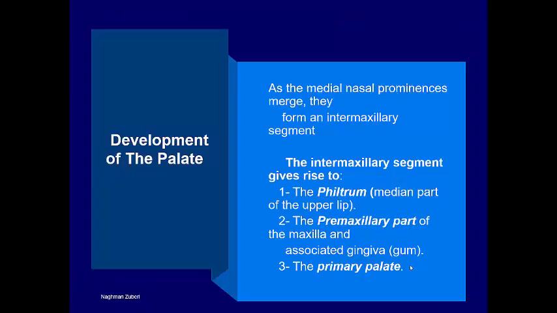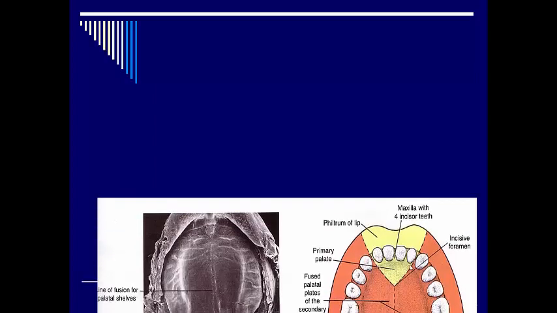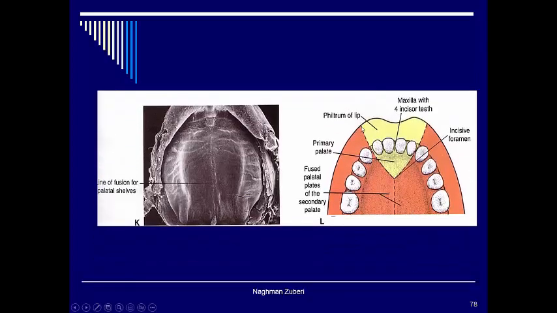Development of the palate. As the medial nasal prominences merge, they form an intermaxillary segment. The intermaxillary segment gives rise to the philtrum, the median part of the upper lip, the premaxillary part of the maxilla and associated gingivae, the primary palate. This part which is in yellow. This is the philtrum area, then the maxillary four incisors, and the anterior palate, the primary palate.